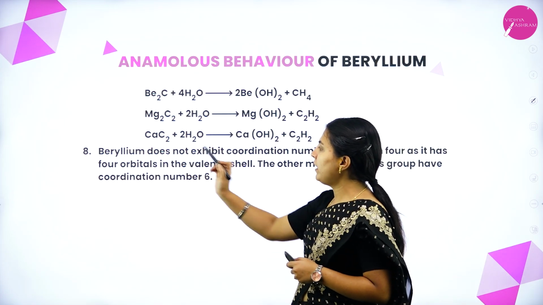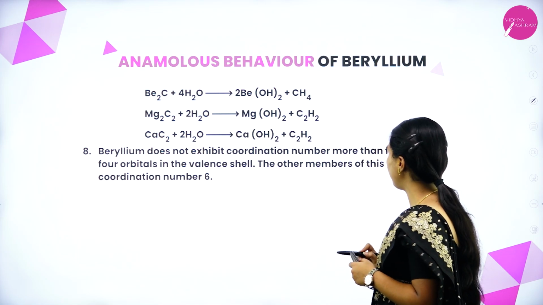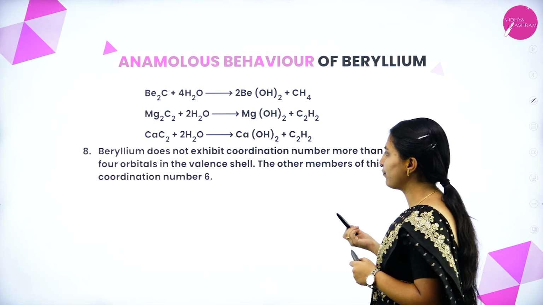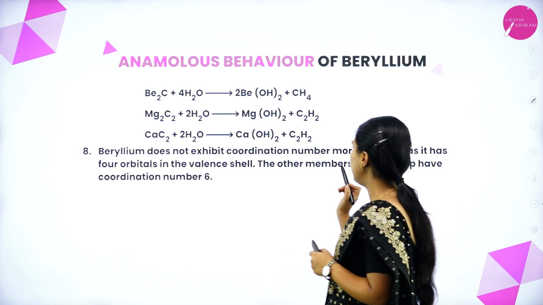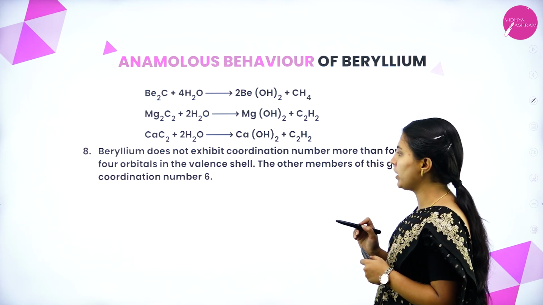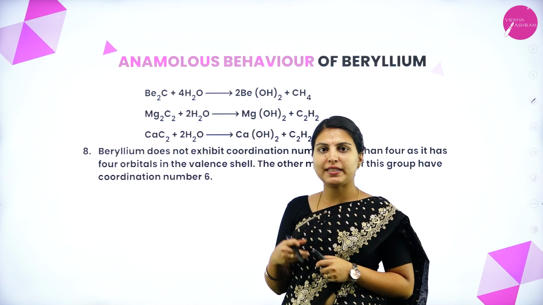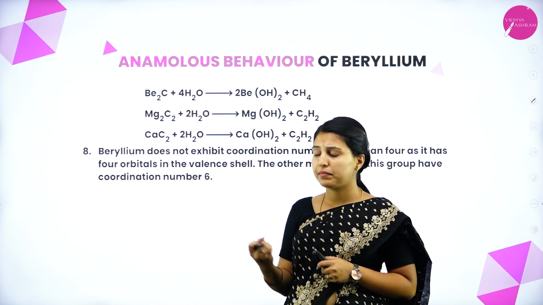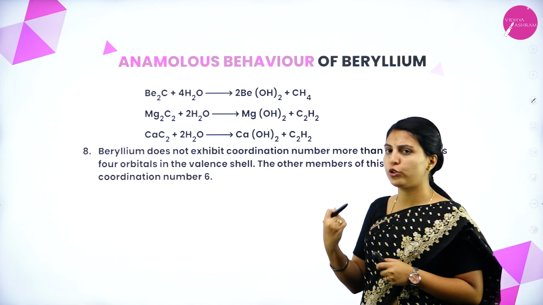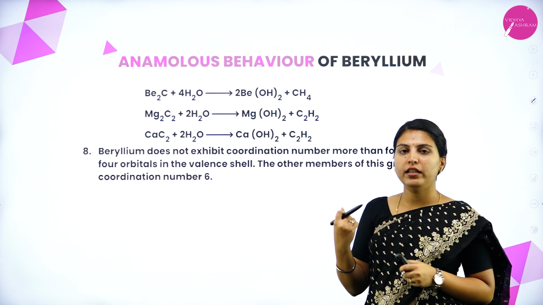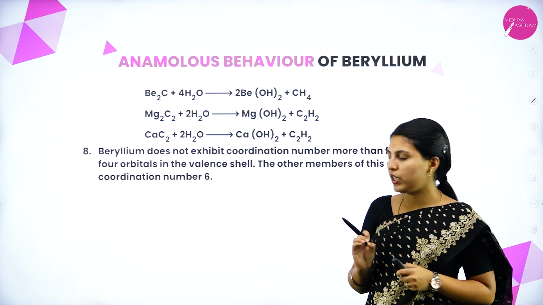Next point, beryllium does not exhibit a coordination number of more than 4, as it has 4 orbitals in the valence shell. The other members of this group have coordination number 6. About coordination chemistry you will study in the second year. There you will understand about coordination number and the overall chemistry of coordination.